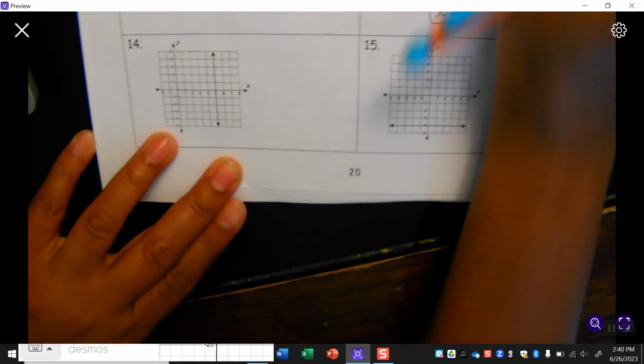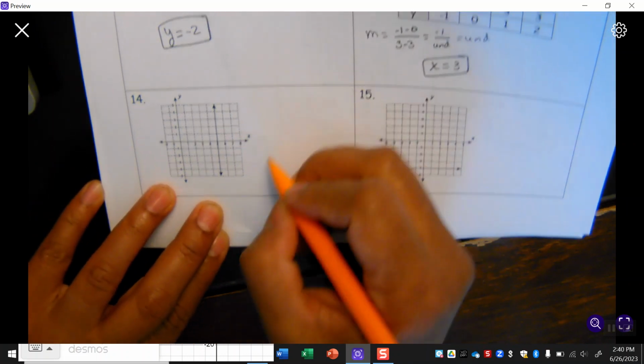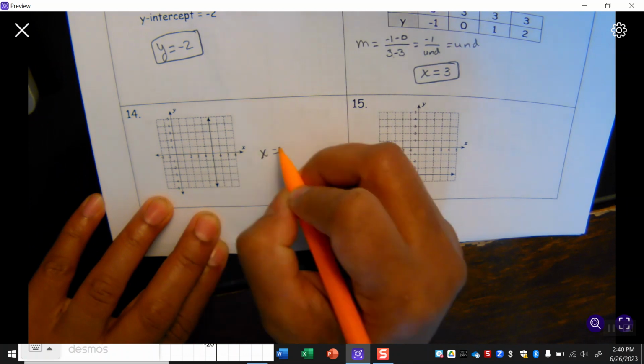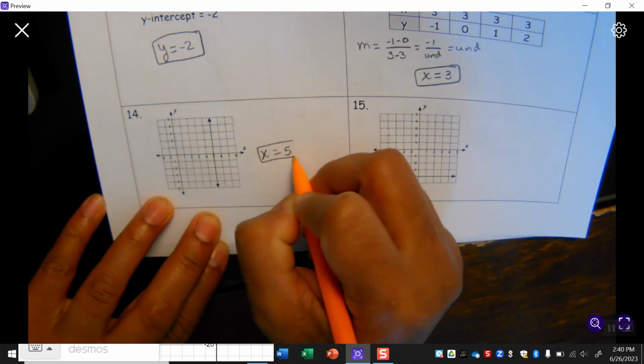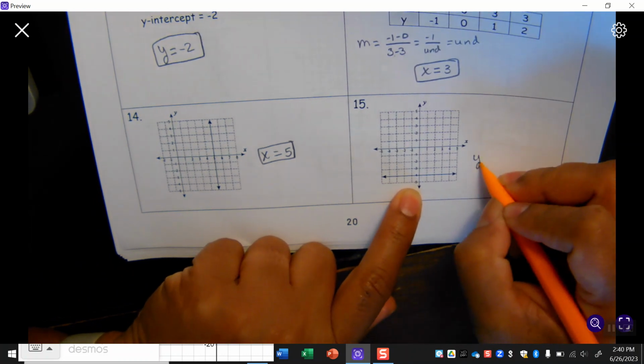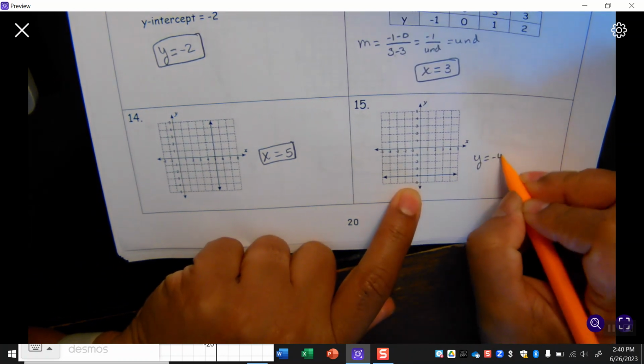And then this is a vertical line, so which means it's x equals, where does it cross the x-axis? At 5, and that's it. This is y equals, because it's crossing the y-axis, at -4, and that's it.